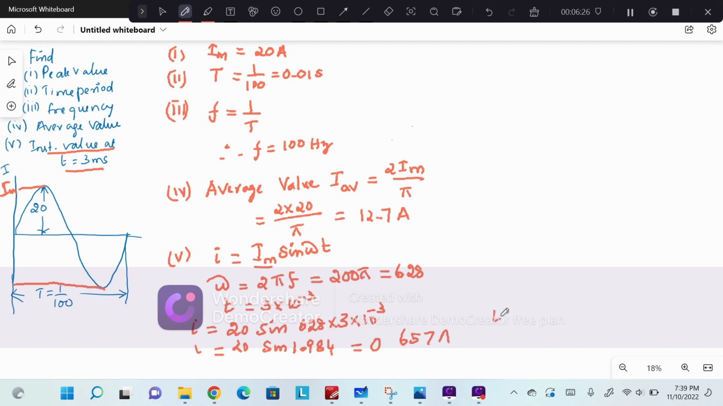That means i at 3 milliseconds is given by the formula as 0.657 ampere. So this is the last value.